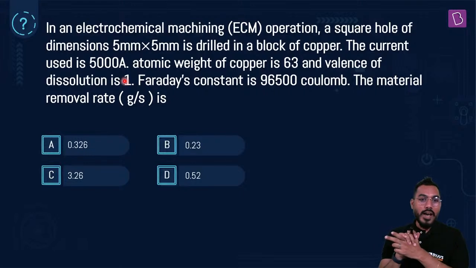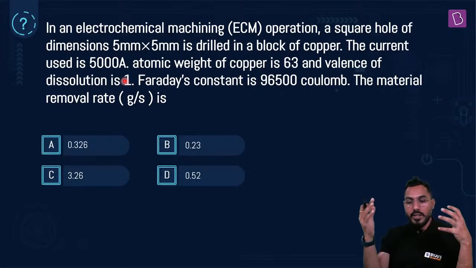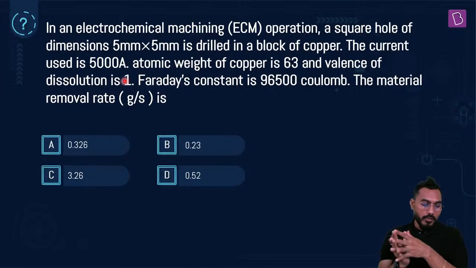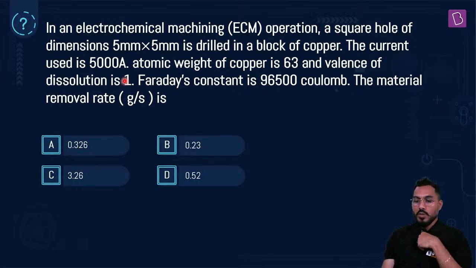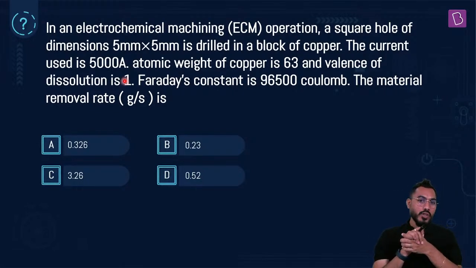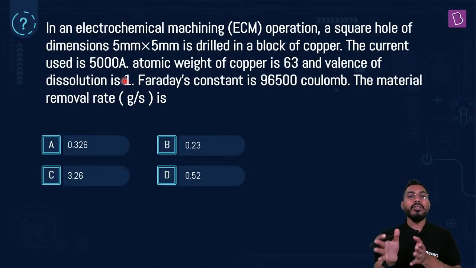Please calculate and comment. Write down in the comment box what the answer would be. Write down the data which is given there. Everyone, Vishnu, and then G1, and then Fighterman, please write this in the comment box. So we have to calculate the material removal rate of the electrochemical machining operation.